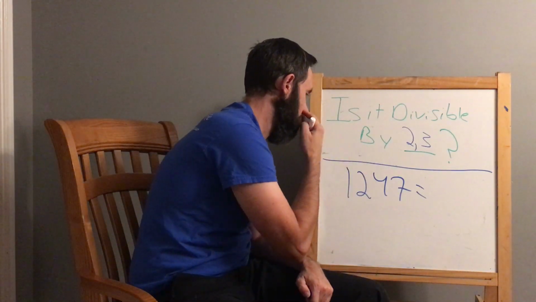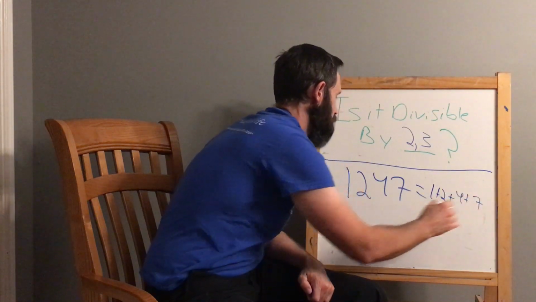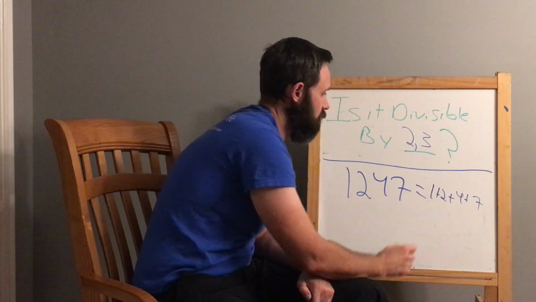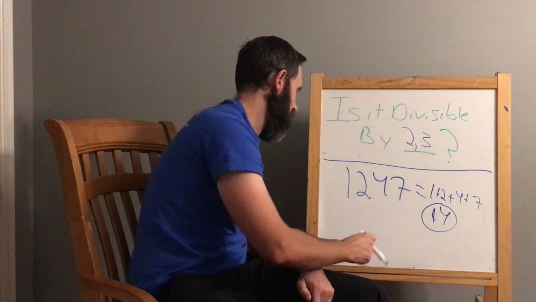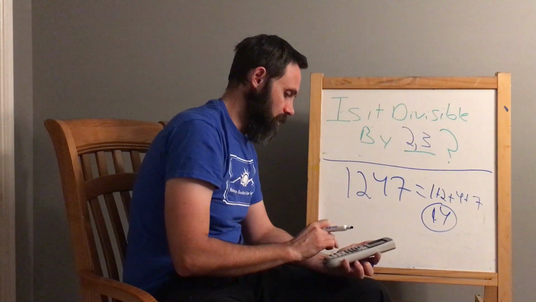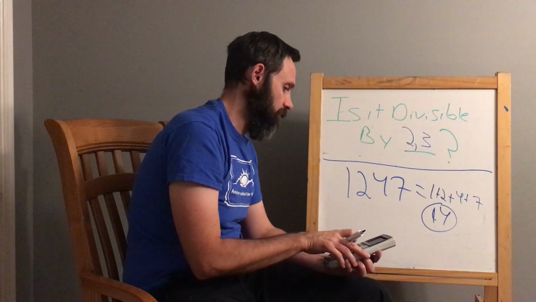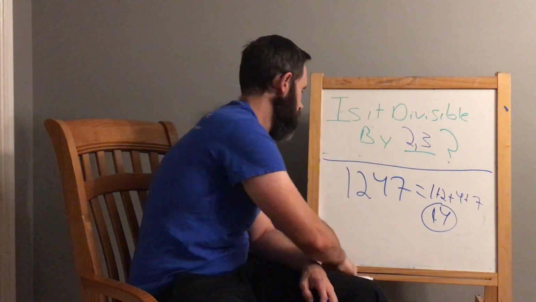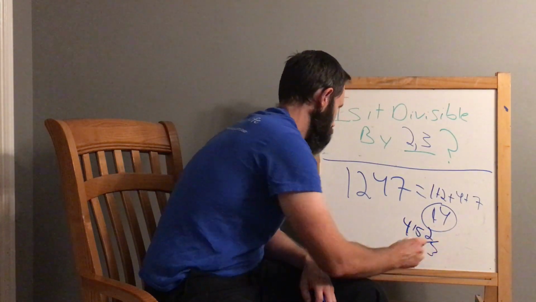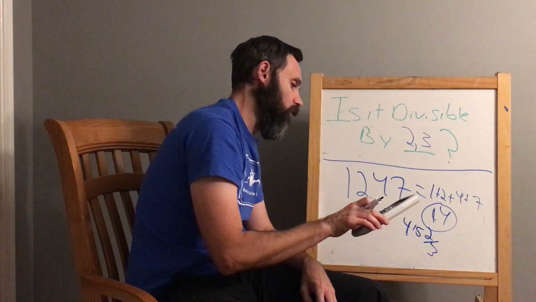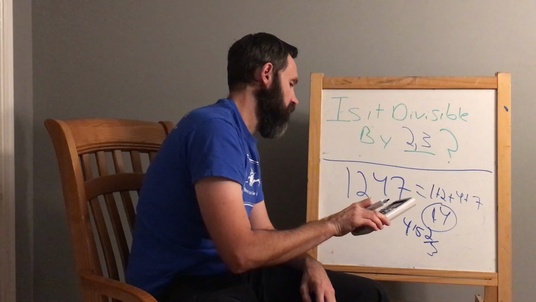So we add it up. 1 plus 2 plus 4 plus 7. And so that gives us 1 and 2 is 3, 3 and 4 is 7, 7 and 7 is 14. If you divide that out, 1247 divided by 3, you get something like 415 2/3, which is 415.666. So yeah, 1247 divided by 3 is 415 2/3.